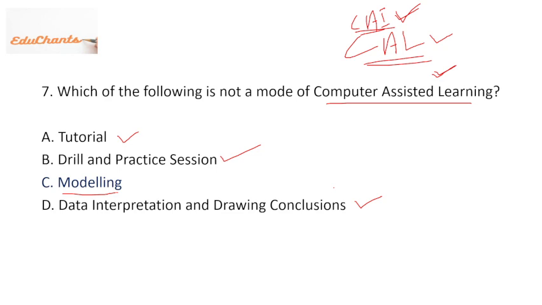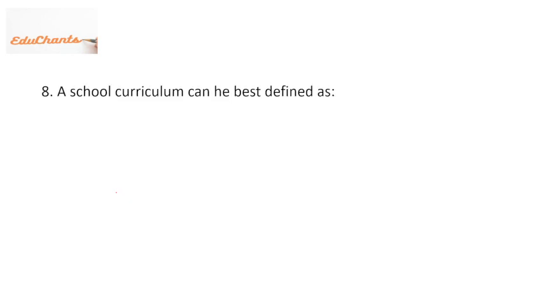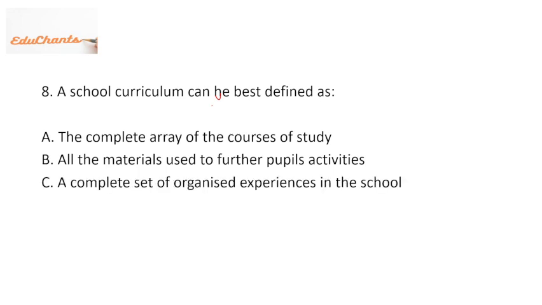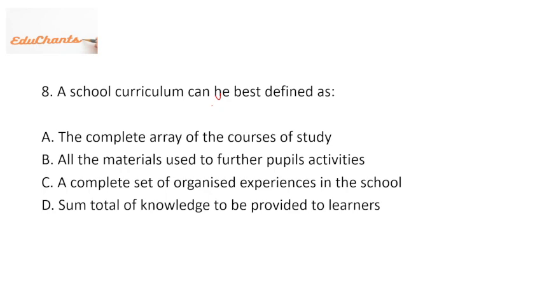You have to see, or you have to focus directly so that you can do it properly. But without any modeling, without any direct experience, only through computer aided learning, you cannot model them, you cannot copy the idea of others. Next one, a school curriculum can be best defined as. What is a school curriculum then? A complete array of course of study, all the materials used to further pupils' activities, a complete set of organized experience in the school, some total of knowledge to be provided to learners.